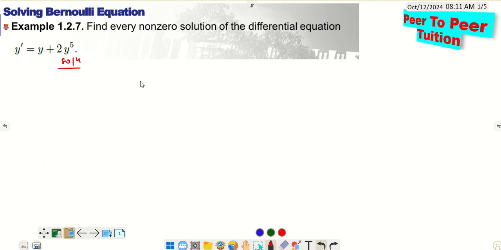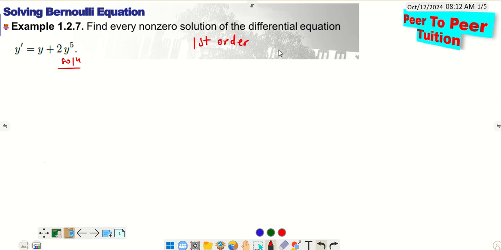In this lesson, we shall be looking at Bernoulli equation. Under differential equation, when we see a differential equation is Bernoulli, then first it must be a first order differential equation. So let's take note of that. Every Bernoulli equation is a first order differential equation.